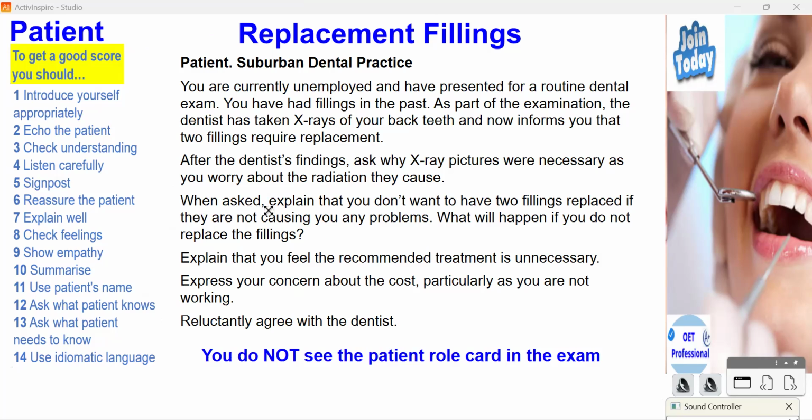When asked, explain that you don't want to have 2 fillings replaced if they are not causing you any problems. What will happen if you do not replace the fillings? Explain that you feel the recommended treatment is unnecessary. Express your concern about the cost, particularly as you are not working. Reluctantly agree with the dentist.